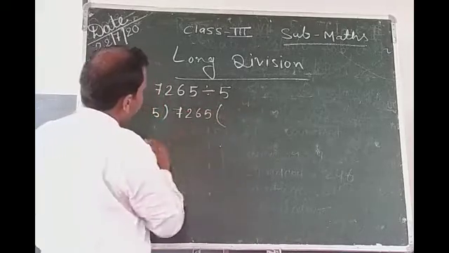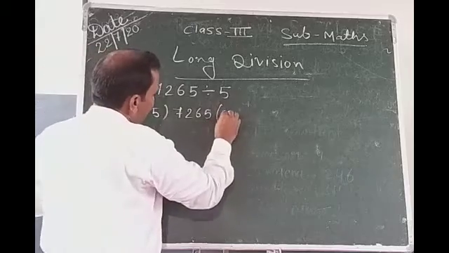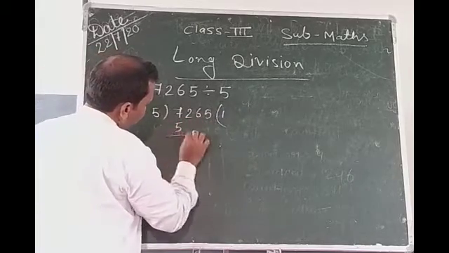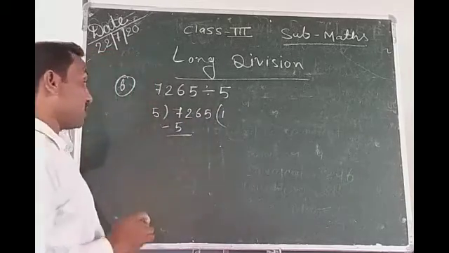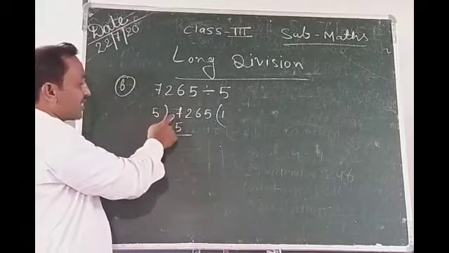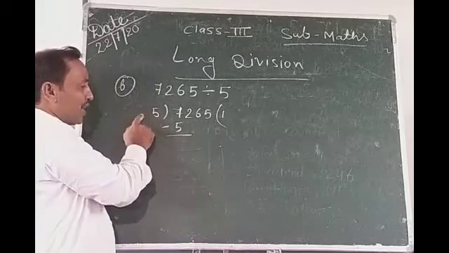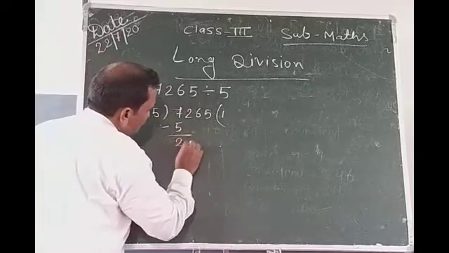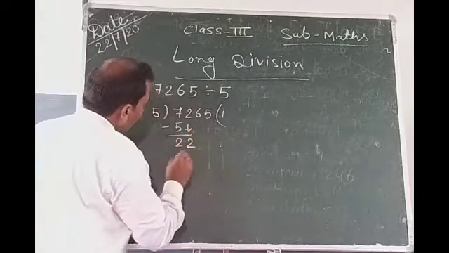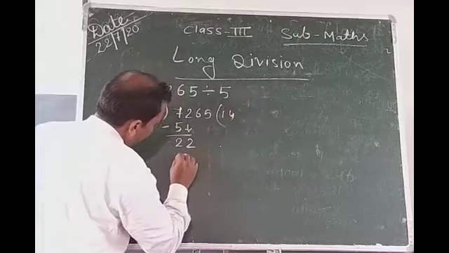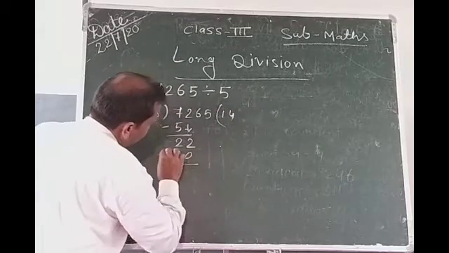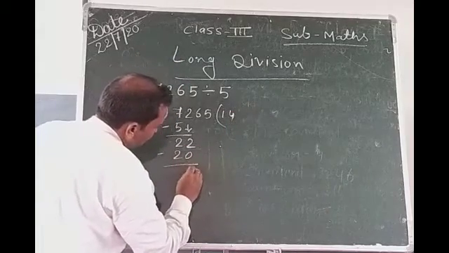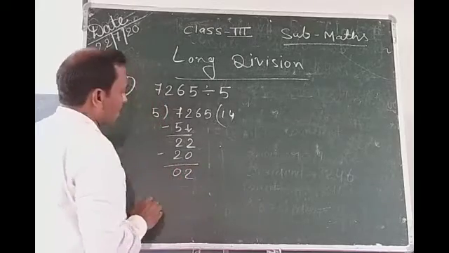7265. Now 5 ones are 5. Now we subtract, because 7 is the greater number. 1 times 5 is 5. 7 minus 5 equals 2. Again put down 2. So 5 fours are 20. Again 2 subtract 2 minus 0 equals 2, and 2 minus 2 equals 0.